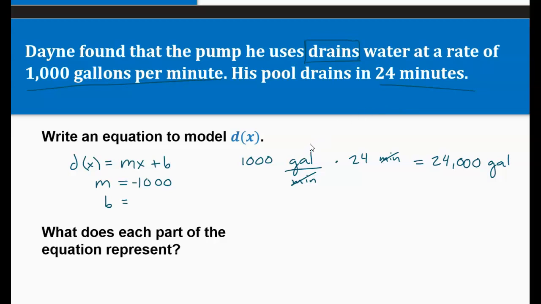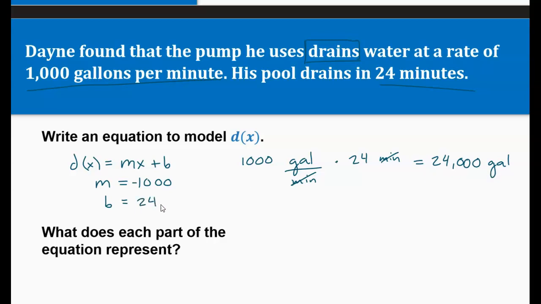And does this make sense? Let's do a sanity check. 1,000 gallons per minute, 24 minutes, so at 1 minute it would have drained 1,000, at 2 minutes 2,000, at 3 minutes 3,000, and so on. So after 24 minutes it drains 24,000 gallons and it's empty at that point. So yeah, it totally makes sense that 24,000 gallons would be the size of the pool we started with.